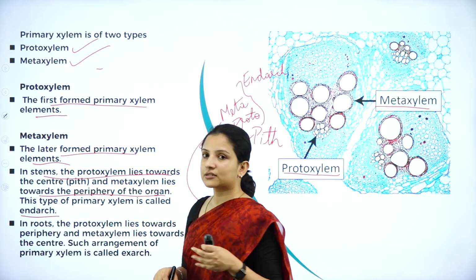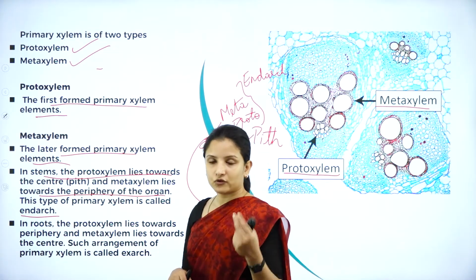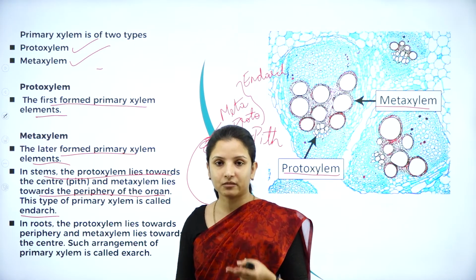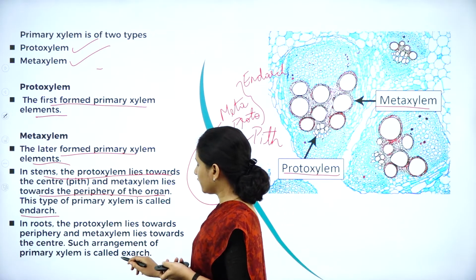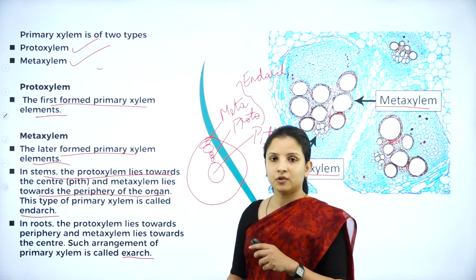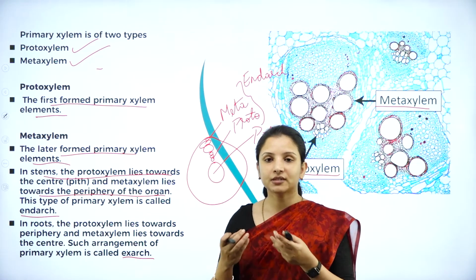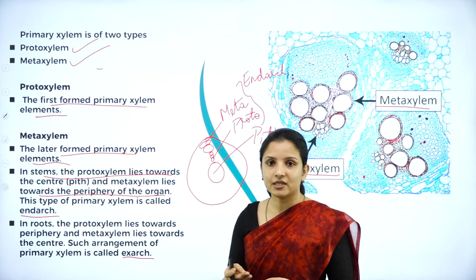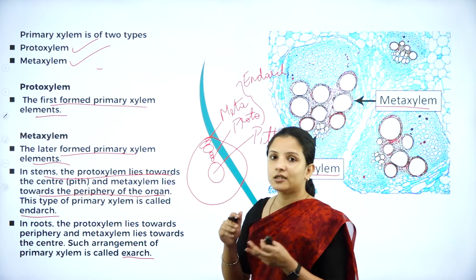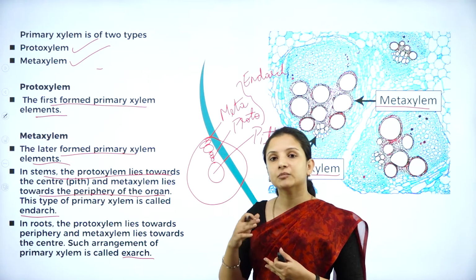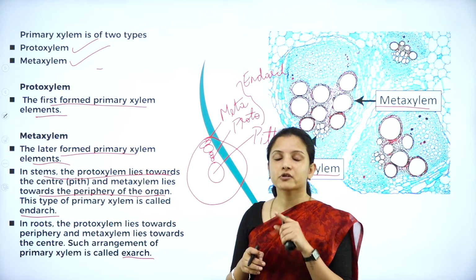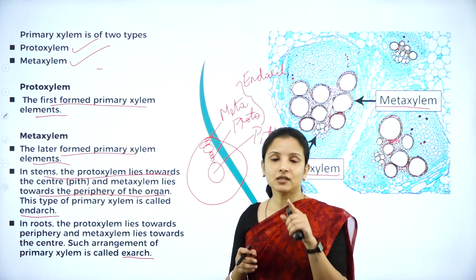That is endarch. So the xylem is again of two types depending on the arrangement, or the position, of the protoxylem and the metaxylem. They are endarch, and one more is exarch. The endarch condition is usually seen in the stem. Say for example, somebody has taken a cross section and kept the material under the microscope. If you see that the protoxylem is present towards the pith and the metaxylem is present towards the periphery, then it is understood that the plant material kept under the microscope is a stem.